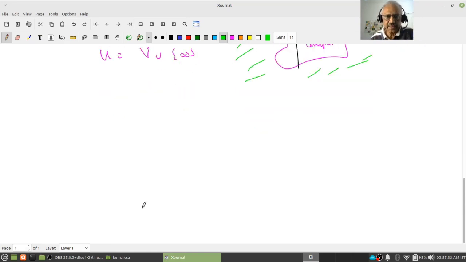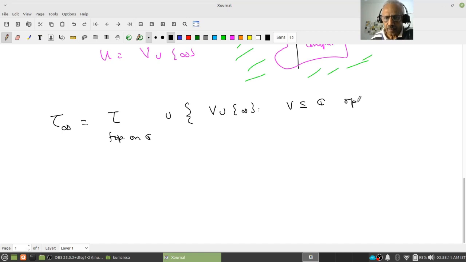set. Okay, then what is known, we are not going to prove that, as I said. Tau infinity consists of tau, that is the standard topology on C, union all sets of the form V minus singleton infinity, where V is open and C minus V is compact. In modern topology, this is known as one point compactification. I will not stop to do all these things.